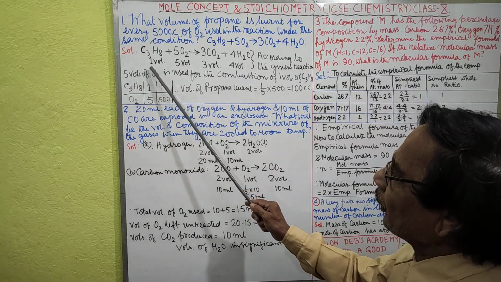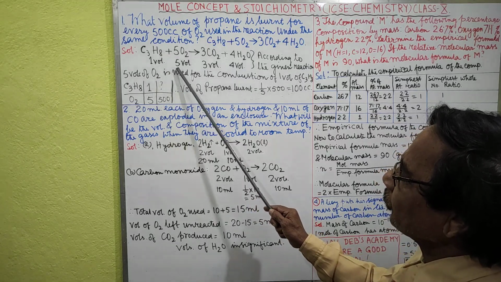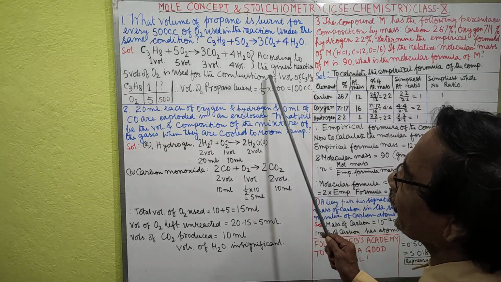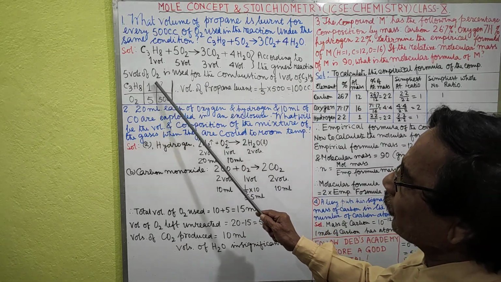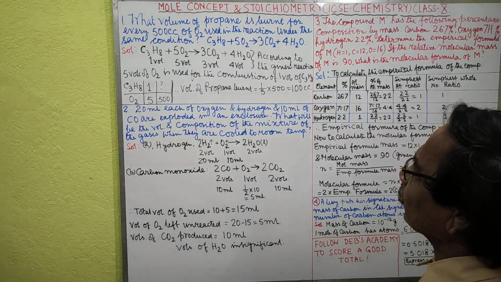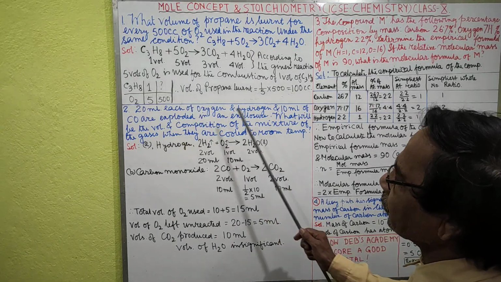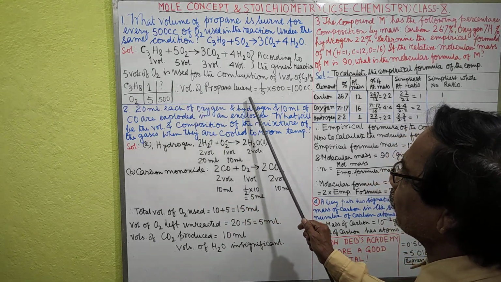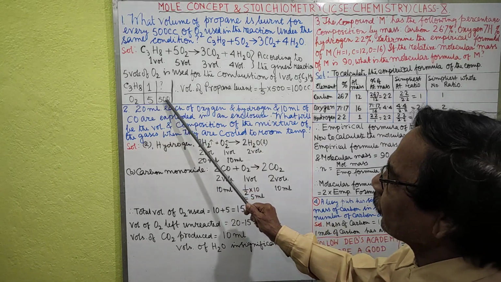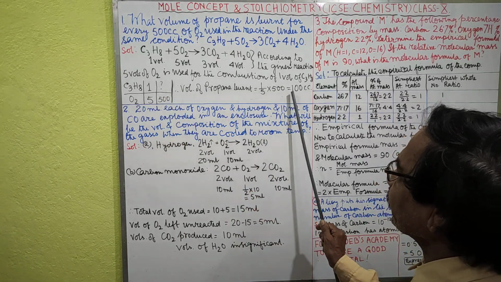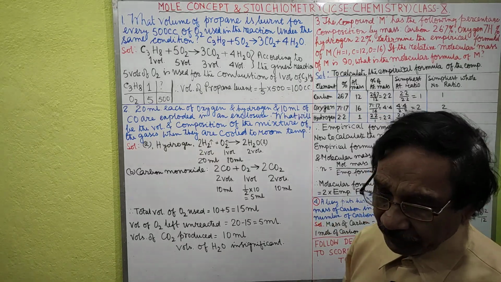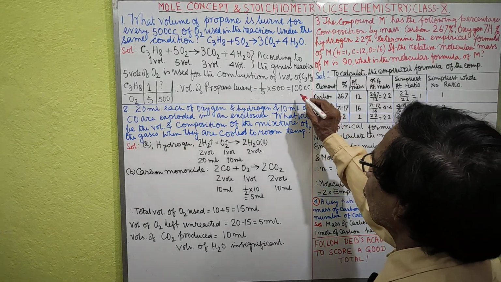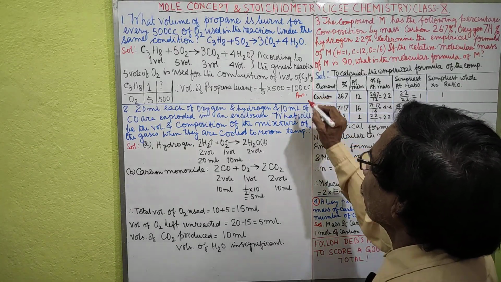After balancing, this is one volume, this is 5 volume, this is 3 volume, this is 4 volume, according to the given reaction. Now 5 volumes of oxygen are used for combustion of 1 volume of C3H8. So the volume of propane burned will be 1/5 of 500, that is 100 cc. This is the answer: 100 cc of propane will burn.